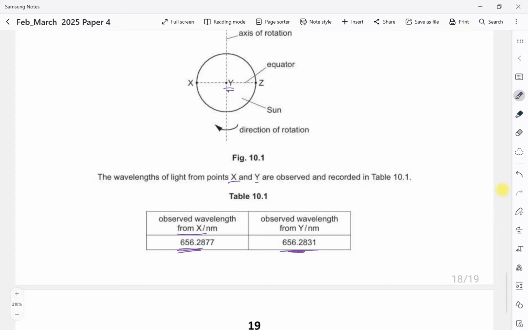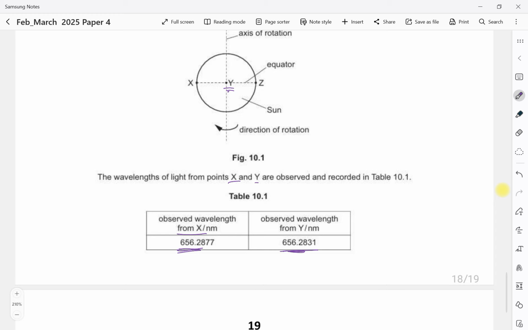Y is going to be moving towards the Earth because its wavelength is smaller, but we want the wavelength of light observed from Z in comparison to what is emitted. Because now the sun is rotating clockwise, it means Y is moving towards the Earth, which also means the point Z. If I had 3 dimensions here, I would show the sun rotating about its axis. So Y is moving towards the Earth, since the observed wavelength from Y is less than that from X.